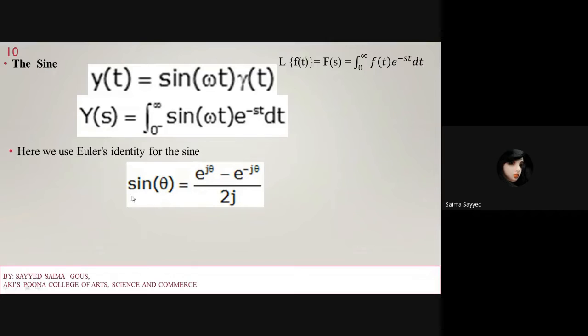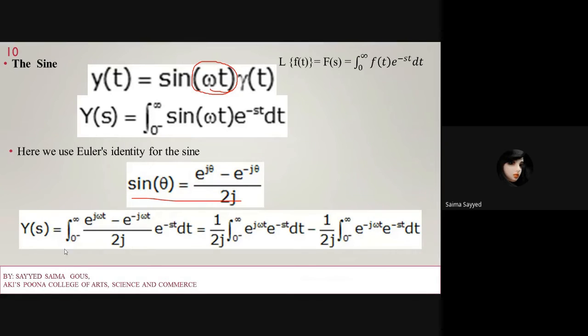So this is the formula: sine theta is equal to e raised to j theta minus e raised to minus j theta, upon 2j. So we'll substitute according to this formula. Here theta is nothing but omega t, so the integral runs from 0 to infinity. Instead of sine omega t, we'll use this identity: e raised to j omega t minus e raised to minus j omega t upon 2j, into e raised to minus st dt.